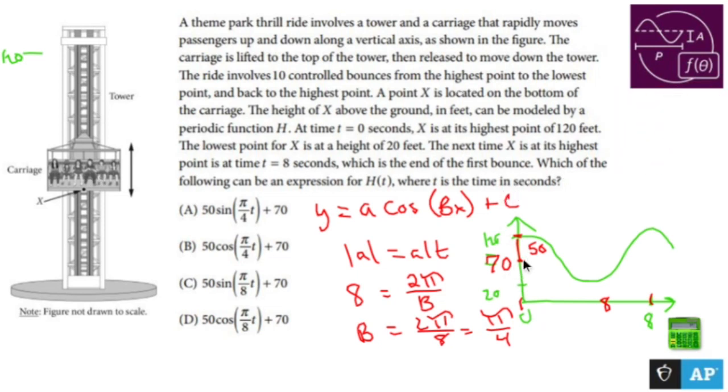C is going to be where the middle would be, which is 70. So when I put all of this together, I'm going to have y equals my altitude. My altitude is 50, so y equals 50. This is a cosine because it starts at its peak. B is going to be pi over 4. So t is what they want me to use. And then plus, and let me sneak this in here, plus 70. Now, I did this without using a calculator.